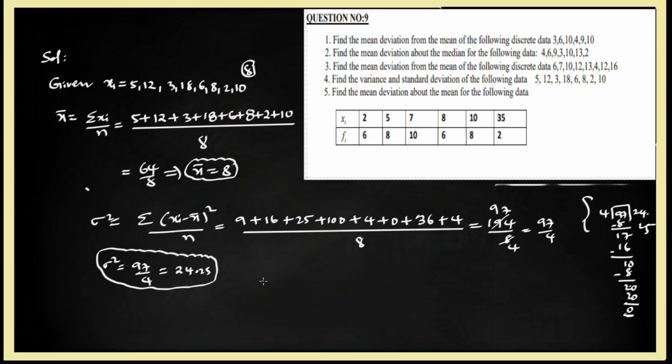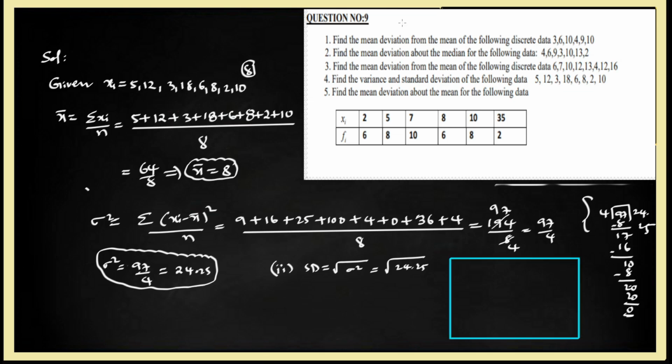What about SD? Next we have to find SD. The second part is SD. We have to find SD, meaning standard deviation. The formula is root over variance. So square root of 24.25. Next we have to find the square root of 24.25. So how to find the square root of 24.25? So I am showing here.